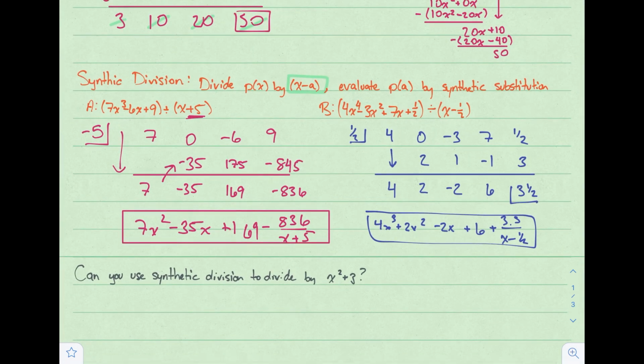One question to try to take away from today is, can we use synthetic division by x squared plus 3? And the answer is no. Again, based on what we've seen today, we can only use synthetic division to divide by a polynomial with a leading coefficient of 1 and a degree of 1. So the reason we can't divide by x squared plus 3 is because of the squared.